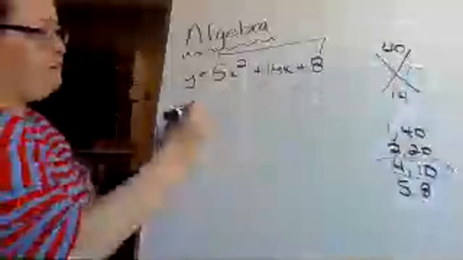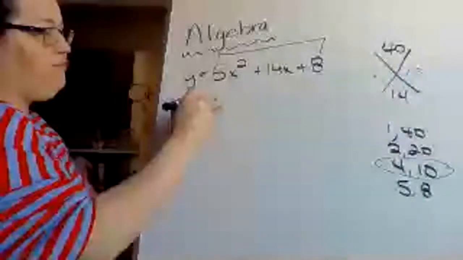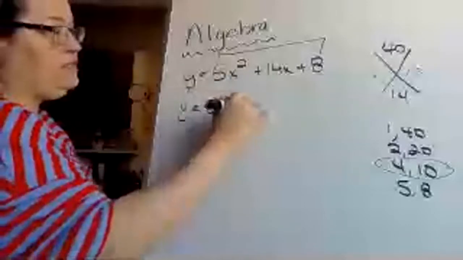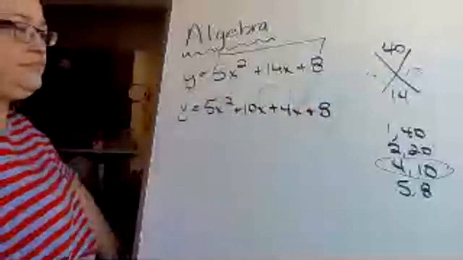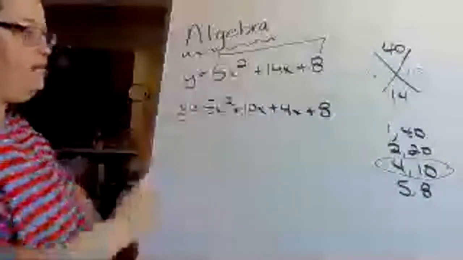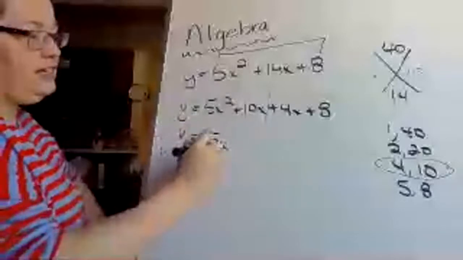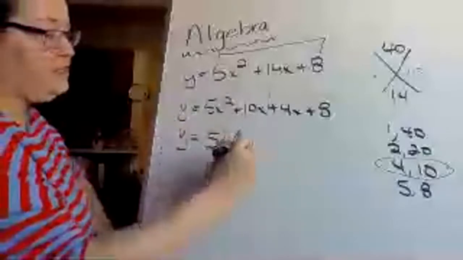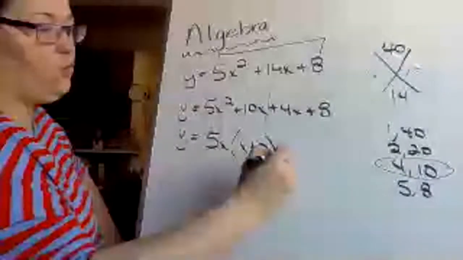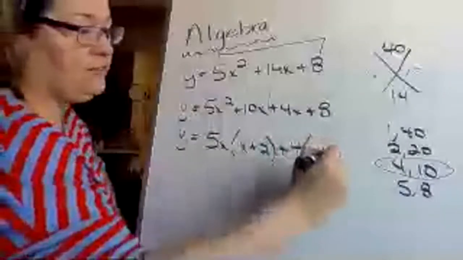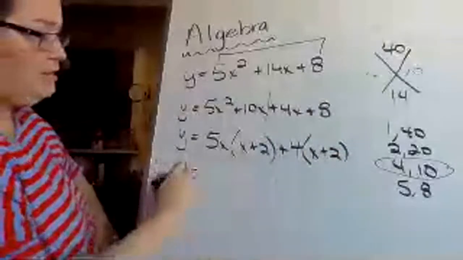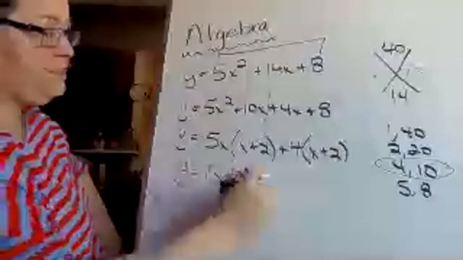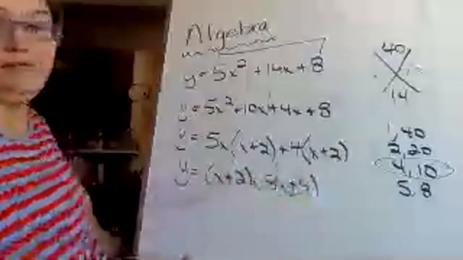But these two, 4 and 10, that adds to get that. So I get 5x squared plus 10x plus 4x plus 8. Then I cut it in half. I take out a 5x. I get x plus 2. I take out a 4. And I get an x plus 2. So x plus 2, 5x plus 4.